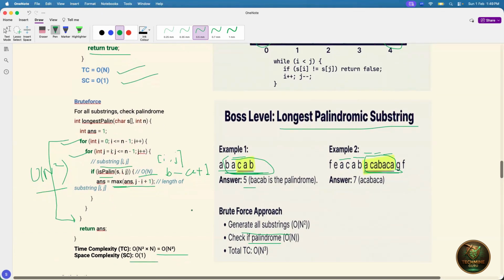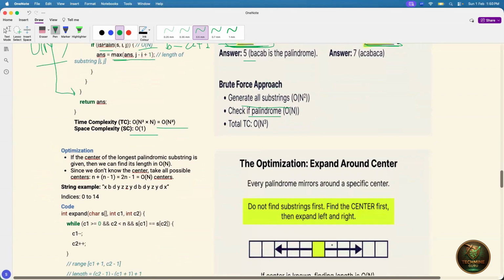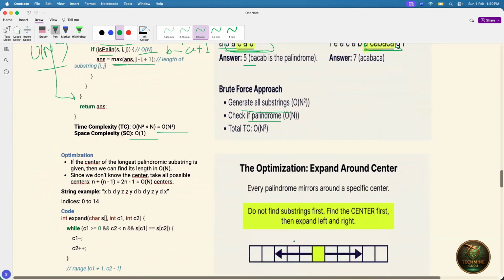So what do you think? Can we optimize it? Yes. For that, we have to simply observe something. The optimization is to expand around the centers. If you see properly, for BAAB as the string, this is the center, right? And we can expand. Expand means we will move a pointer starting from this center towards the left and towards the right. And we will keep checking whether, while moving forward, we are getting the same characters or not.